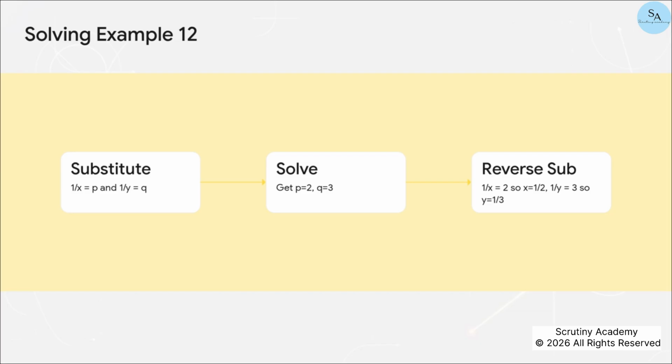But please listen closely to me right here, because this is where a bright orange trap is waiting for you in step 3. This is absolutely the most common mistake students make in exams. They solve for p and q, they feel super proud, and then they just stop. You cannot stop there. You must reverse substitute. Since 1 over x equals p and p is 2, well then 1 over x equals 2. Flip it around and x equals 1/2. Do the exact same thing for y to get 1/3. You always have to take the mask off at the end.